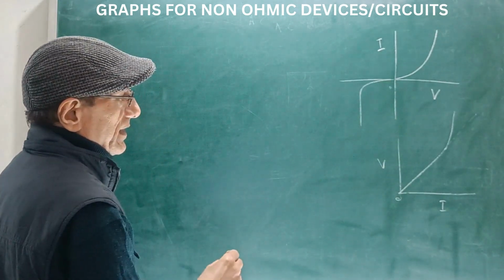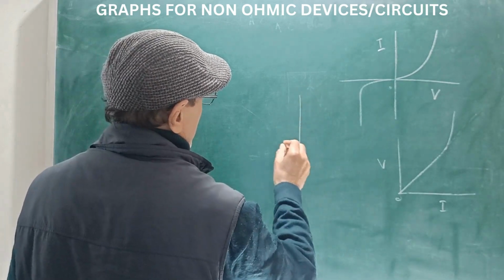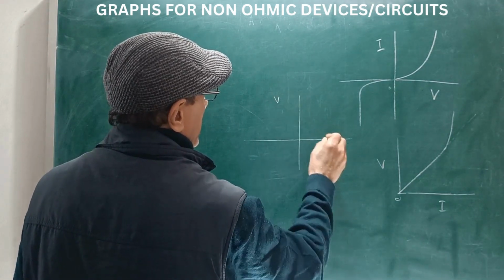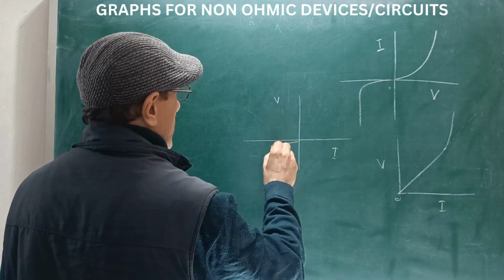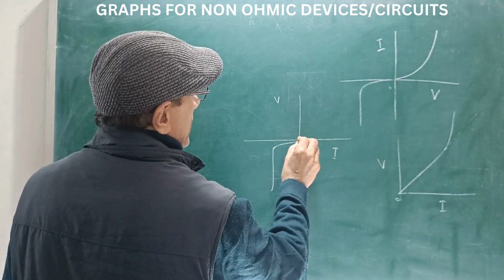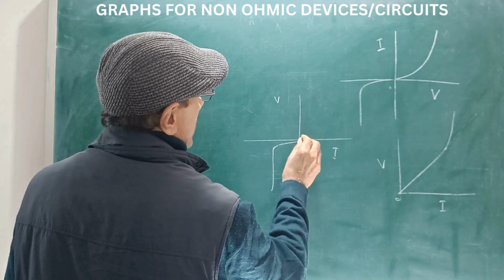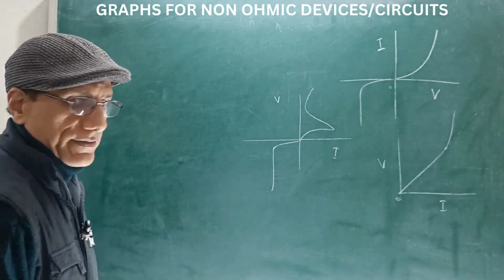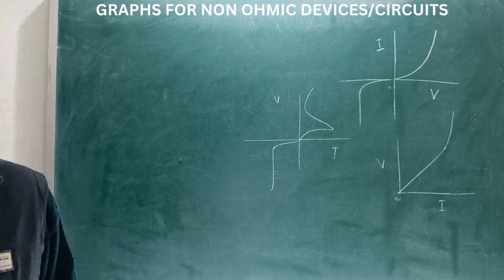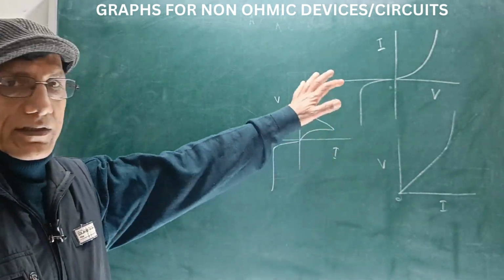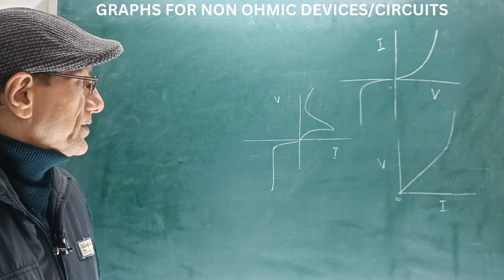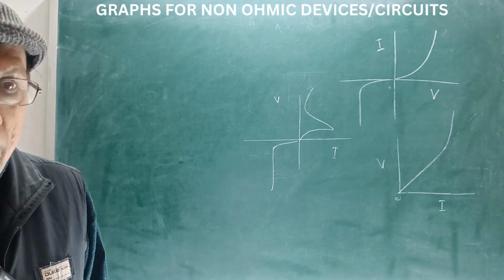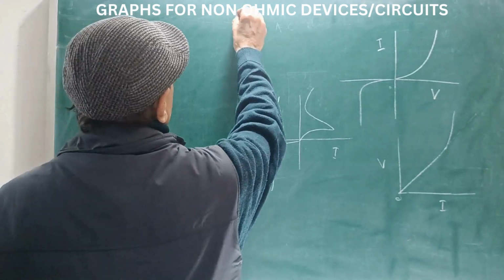In case of thyristors, this is V and this is I. The graph goes like this. Here it goes like this and then like this. So these are the variations in these different situations or different devices. Now, this is the question number 31, first part.